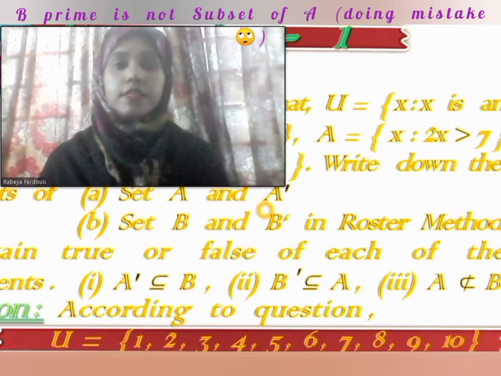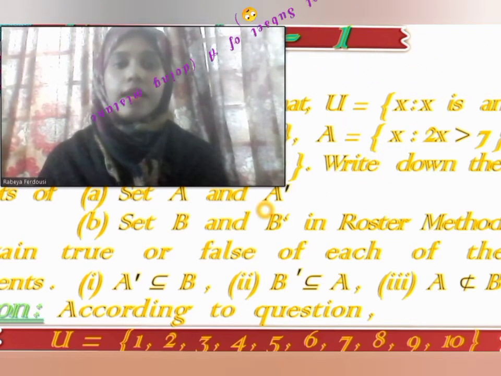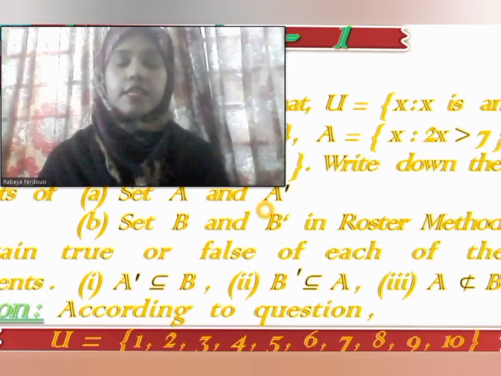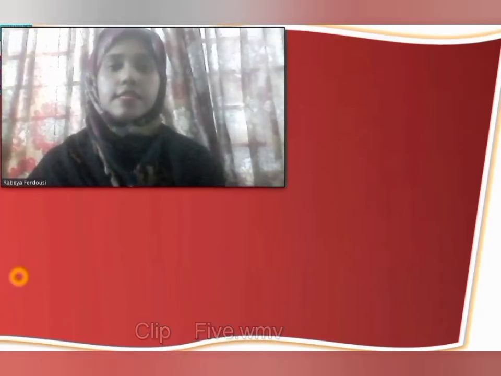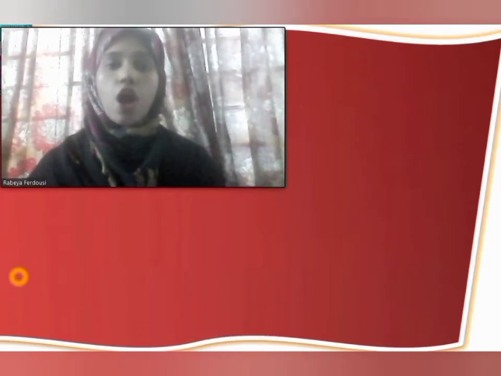At first, we will solve the elements of set A and A prime. According to our question, we know that universal set contains positive integers which are located between 1 to 10. So we can say U is equal to 1, 2, 3, 4, 5, 6, 7, 8, 9, 10. So U contains these 10 elements. Since we will solve the elements of set A, we have to notice set A given in our question.